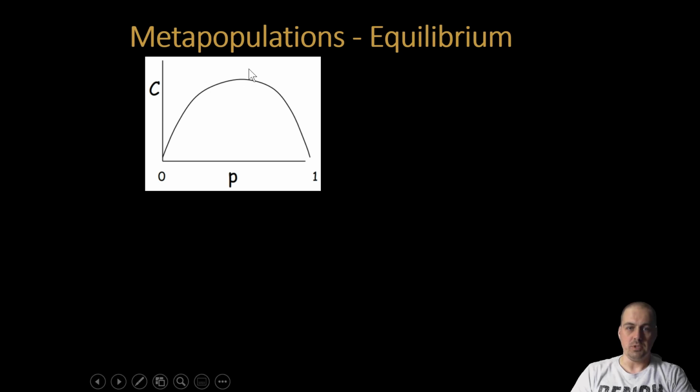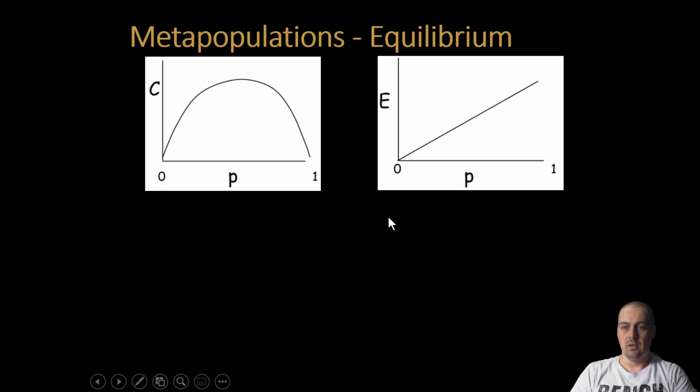The sweet spot is going to be somewhere in the middle, where you have a decent number of patches that are occupied and a decent number of patches that are left to be occupied, giving you the highest possible colonization rate. In terms of extinction, patch occupancy is going to be proportional to the extinction. So if you have very few patches that are occupied, you're going to have a low extinction rate, and as all your patches become occupied, you're going to increase the chances that one of those patches can become extinct.